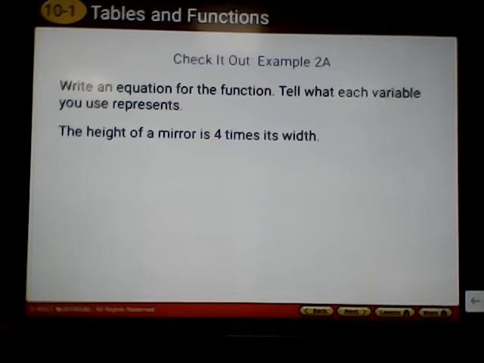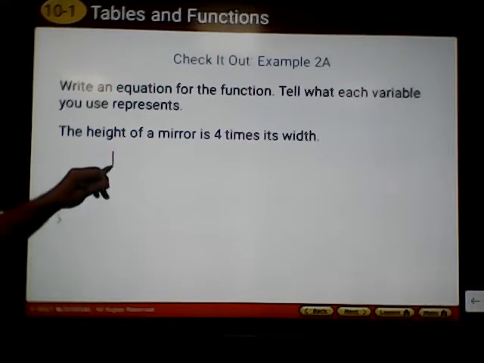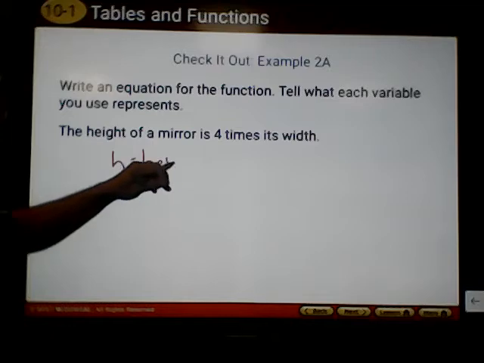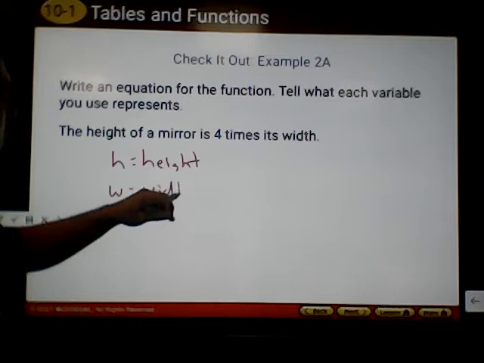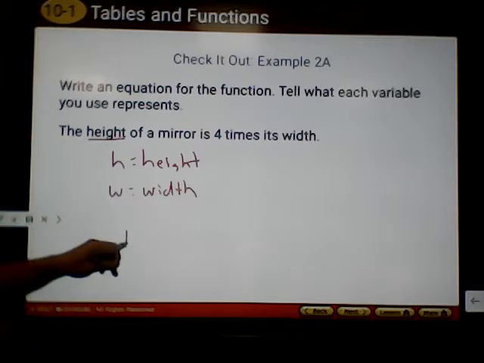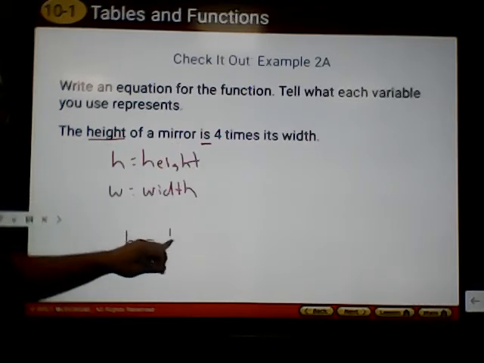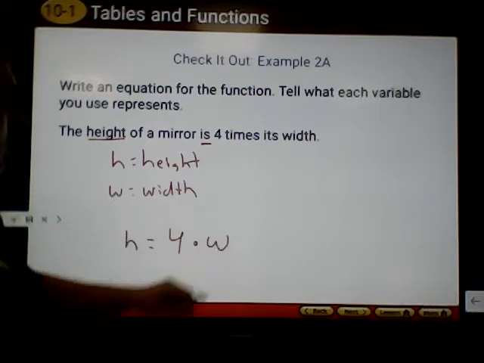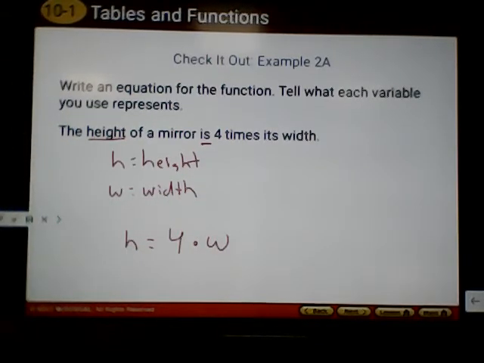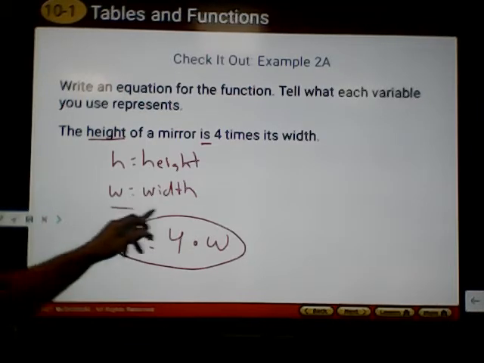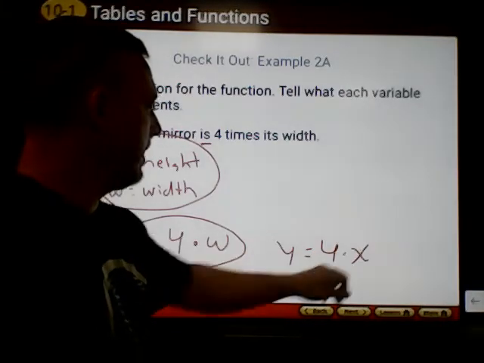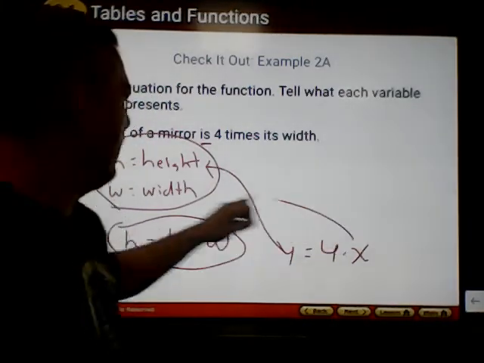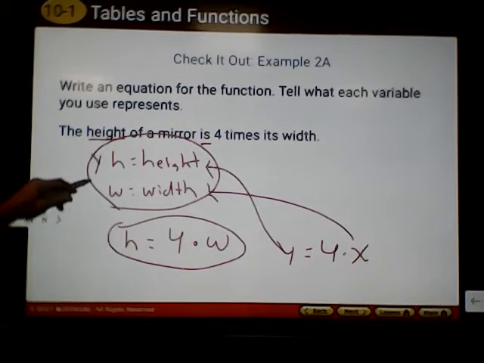Then let's go to the next example. Very similar. And let's just use H is height. W would be width, and it's the height and width of a mirror. Well, height, H, equals 4 times width. So H equals 4 times W. And that's all I have to put for an answer in that. If you use X and Y, that's fine. 4 times X, well, Y would represent the height. X would represent the width. And you just put Y here and X here.